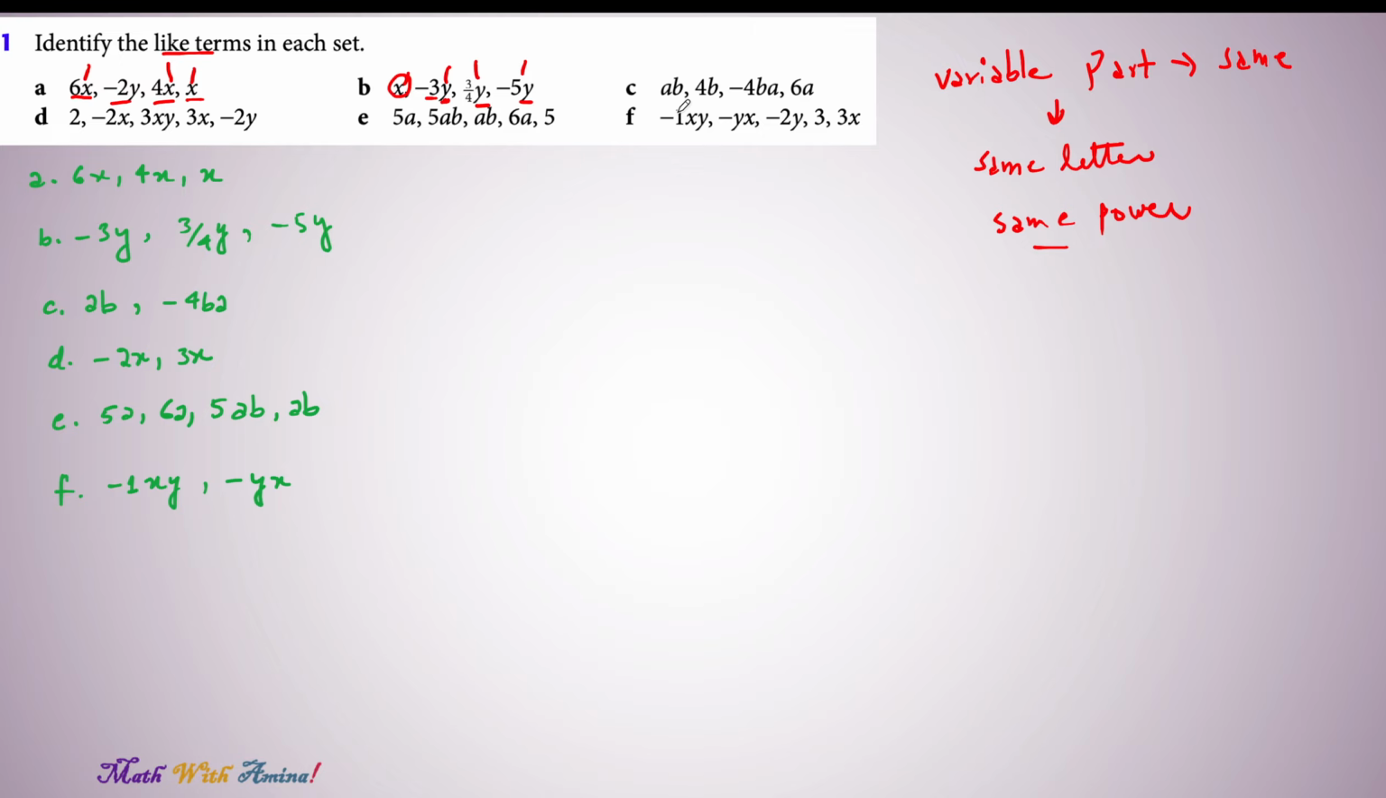For the third set, we have ab, 4b, minus 4ba, and 6a. If we start with the first term, ab, we look for its like terms.